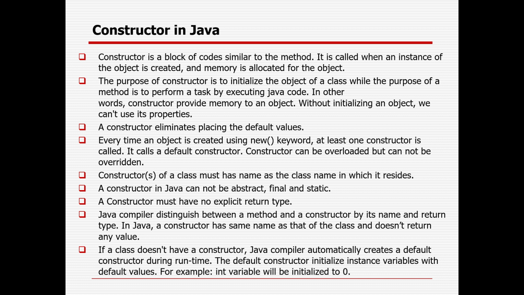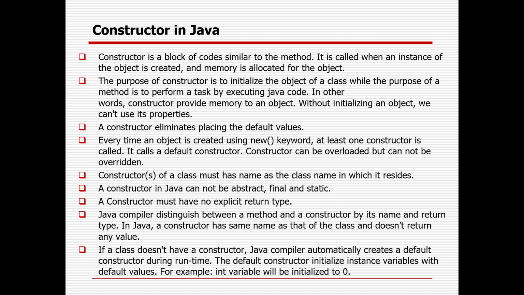The purpose of the constructor is to initialize the object of a class, while the purpose of a method is to perform a task by executing Java code. In other words, a constructor provides memory to the object. Without initializing the object, we cannot use it properly. Every time an object is created with the help of the new keyword, at least one constructor will be called. It calls the default constructor. A constructor can be overloaded, meaning you can create similar types of constructors by changing the parameters, but it cannot be overridden.